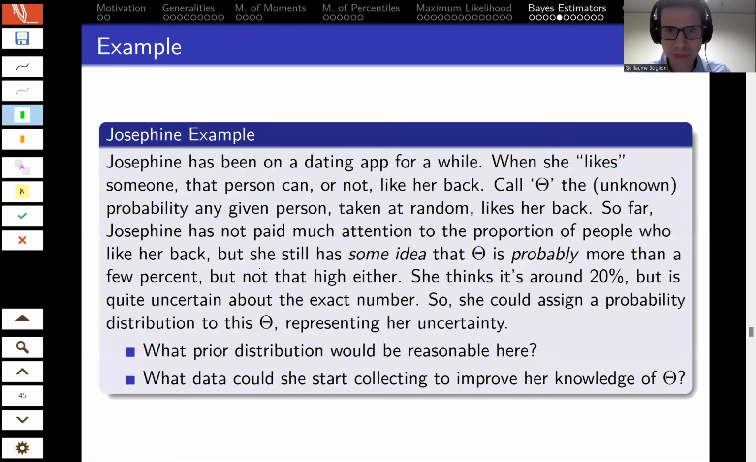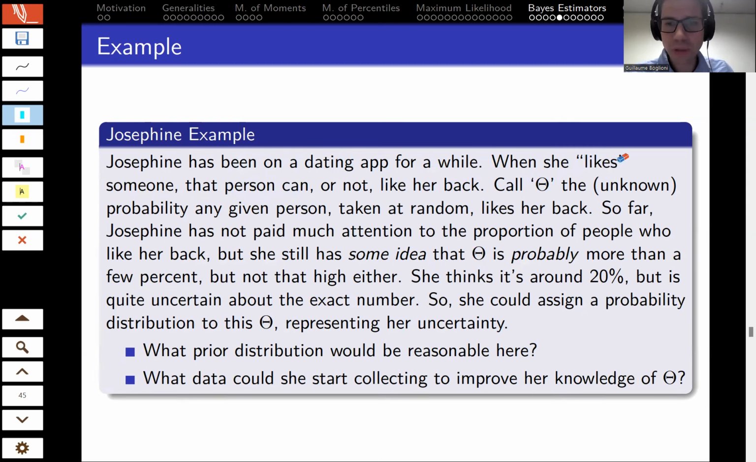If this is a bit abstract, bear with me. This example hopefully will make things a bit clearer. Again, we'll go back to our recurring character Josephine, and again, we're interested in her adventures in the dating sphere. So she's been on a dating app for a while. Now, on the dating app, when she likes someone, that person might or might not like her back.